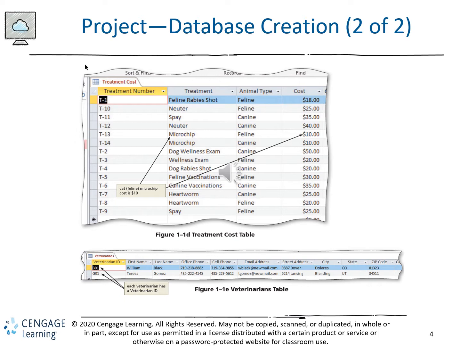If we look at a field, like first name, that's a field. Last name, that's another field. If we look up in the treatment cost, the treatment is a field. So a field is going to be a column, okay?